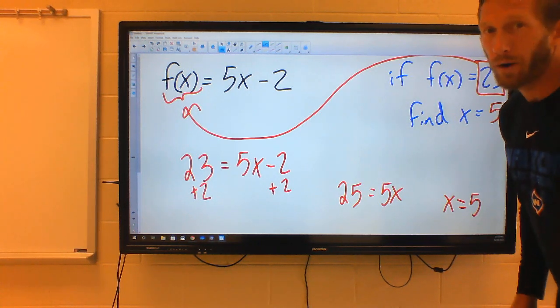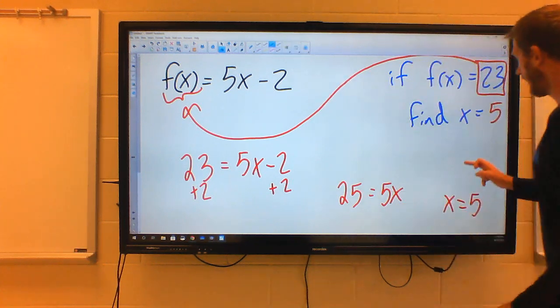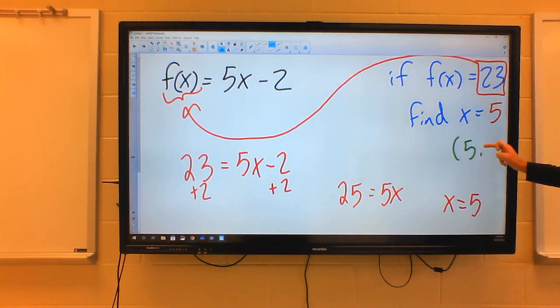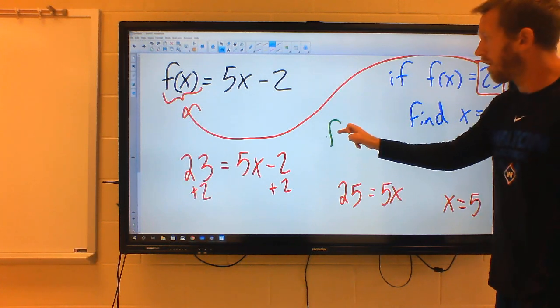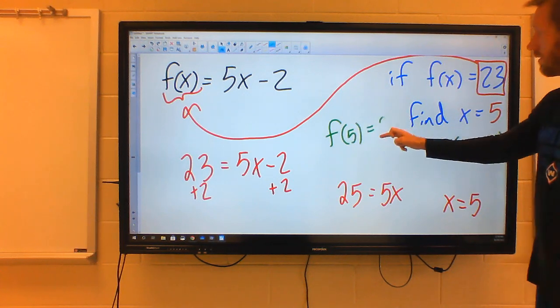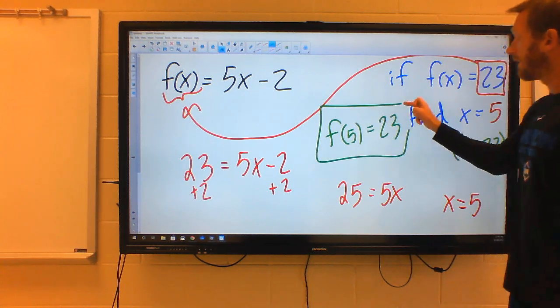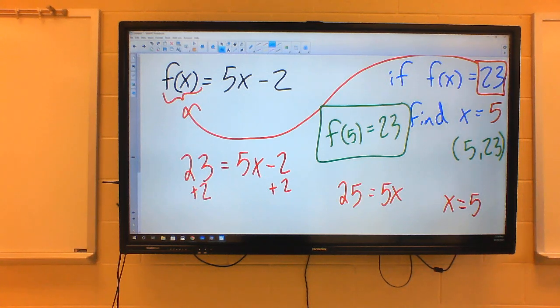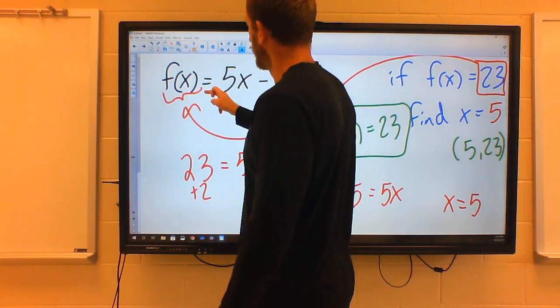Now, how would we write that as a point? Check it out, are you ready? 5 comma 23. How would we write it in function notation? f of the x value, 5, equals 23. And there's our function notation way that we could represent this. Let's try this all again.